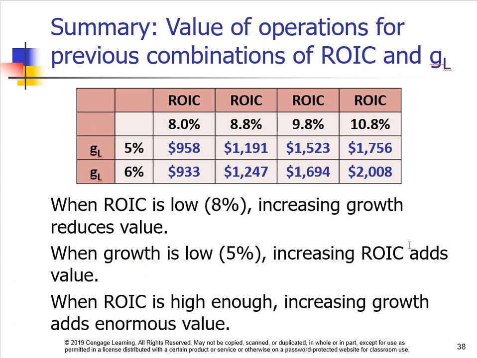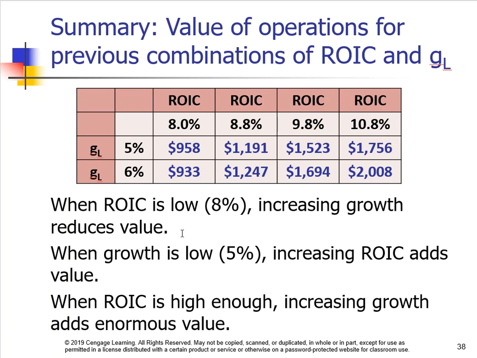Okay, so here's kind of a summary of what we just did. So the value of operations at all these different ROICs if growth is 5% and 6%. And so you can see how it improves by improving the ROIC and then improving the growth rate. So here at 8%, you actually destroy value by growing. Okay, here you do improve it because you're getting close to the 9%, and then here you're seeing bigger improvements.